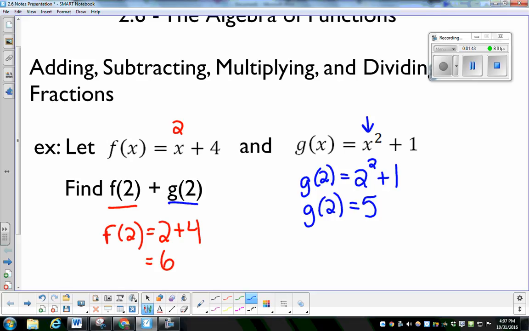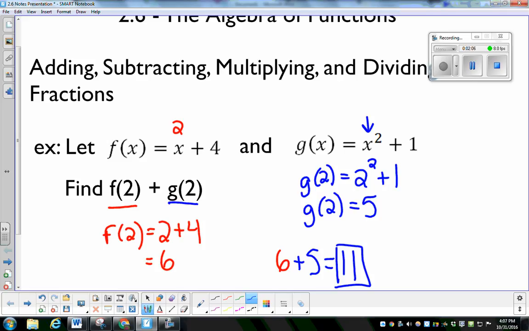So I've now separately found g of 2 and f of 2. It wants to add up f of 2 and g of 2. So what we're going to do is we're going to do 6 plus 5 that I got for g of 2. So our answer is 11. So whenever they ask you to do that, you're just adding them up, or there's going to be subtracting, dividing, and multiplying that we'll also do.